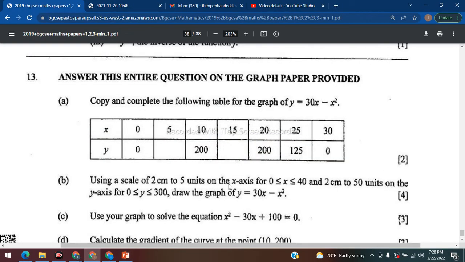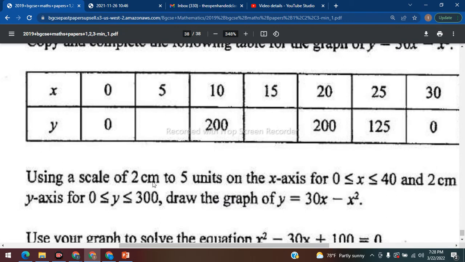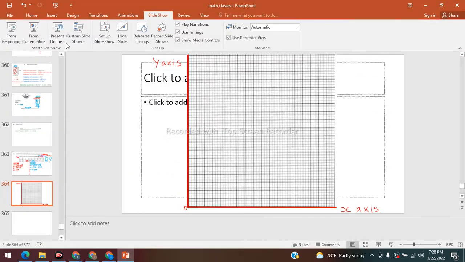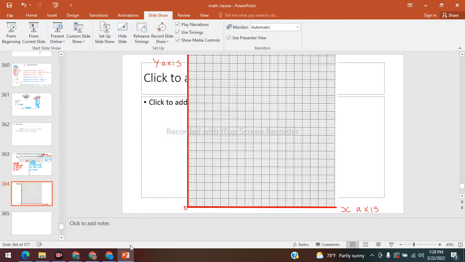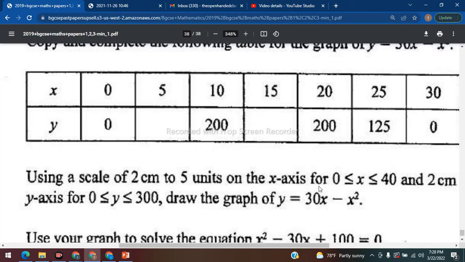They said, hey, 2 centimeters to 5 units. So that means we're going to be skipping 2 blocks, then we get the 5 units. So every 2 blocks is 5 units. So this is 1, 2, and then we have to stop at what number? 40. So we need to go from 0 to 40.